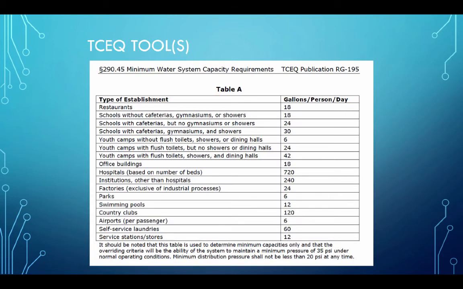And then the TCEQ RG195 has a set of gallons per person per day for different other oddball institutions. Hospitals and institutions other than hospitals, prisons, universities, not to be confused with country clubs, are probably the highest users in gallons per person per day. And then if you go to a prison where you're not allowed to use toilets, bathe, or eat, your water use is way down.